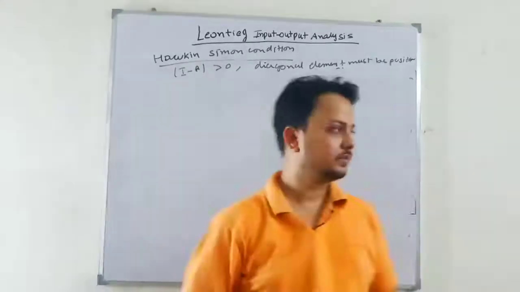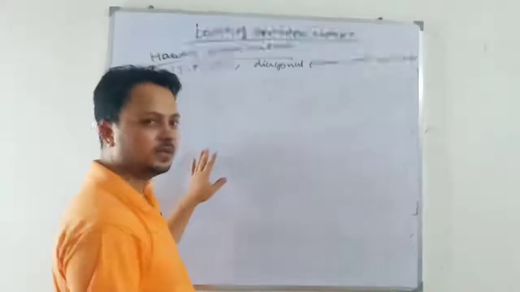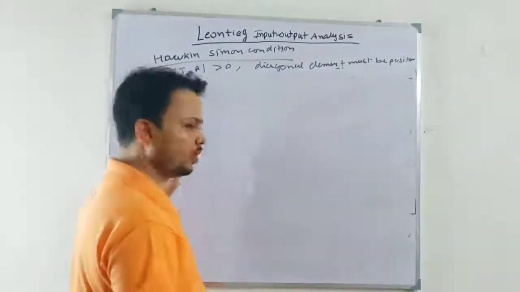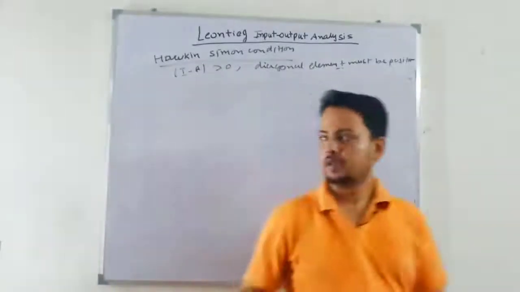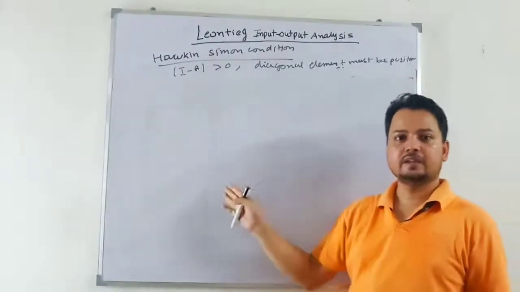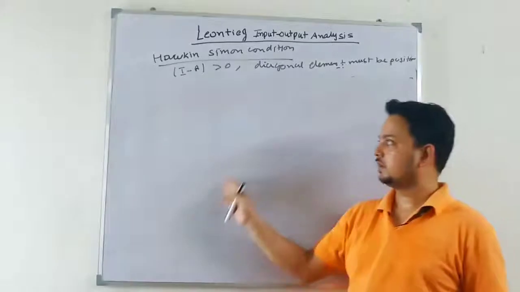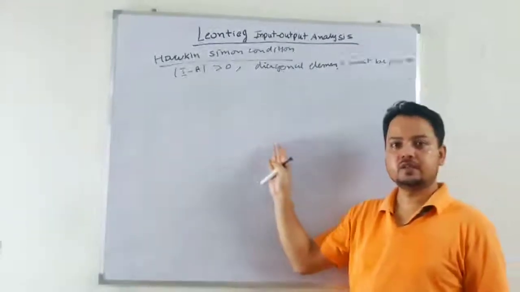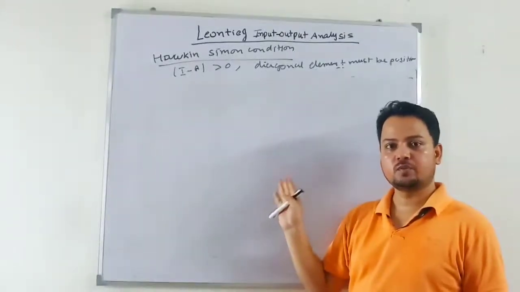Okay, and given the assumptions that we have taken from the production side, what assumptions have we taken? That each industry produces a homogeneous product and they have constant returns to scale. Okay, inputs: each industry uses a fixed proportion of input per unit of output.